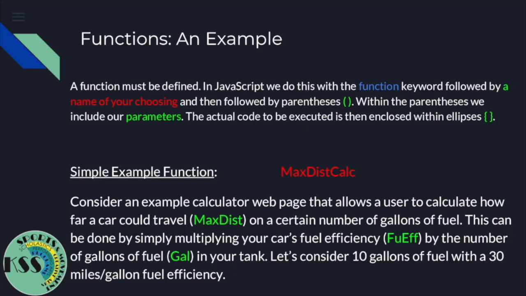Simple example function. Consider an example calculator web page that allows a user to calculate how far a car will travel, or maximum distance, on a certain number of gallons of fuel. This can be done by simply multiplying your car's fuel efficiency by the number of gallons of fuel in your tank. Let's consider 10 gallons of fuel with a 30-mile-per-gallon fuel efficiency.